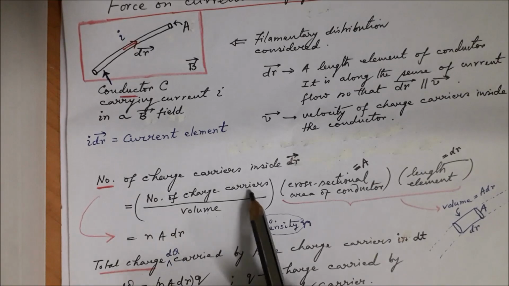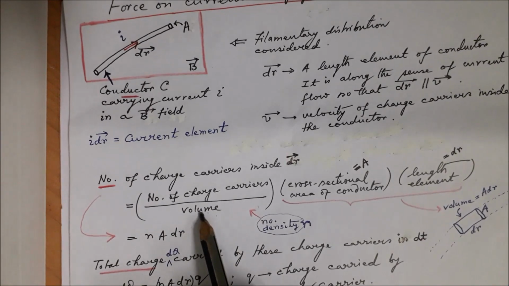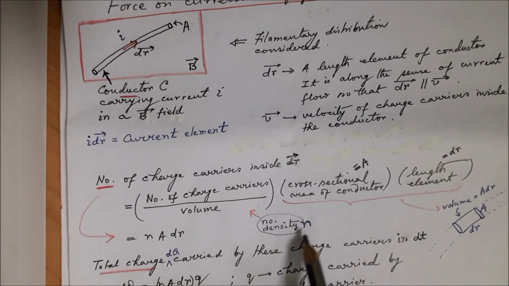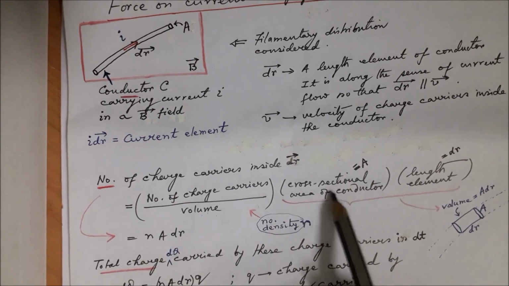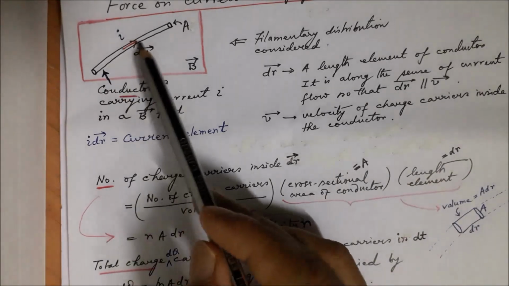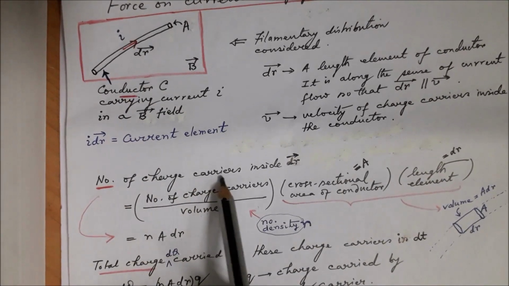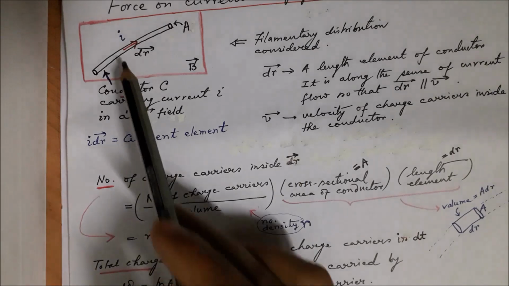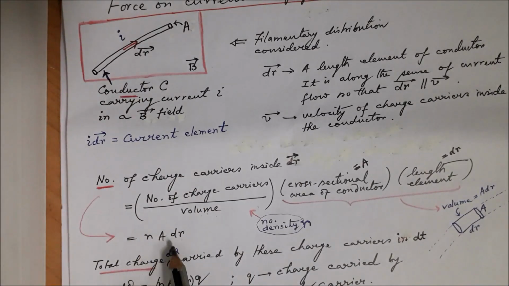Now the number of charge carriers per unit volume is just the number density, which we denote by n. So it is actually n A dr, A being the cross section and dr the length element. So the number of charge carriers inside vector dr is n A dr.